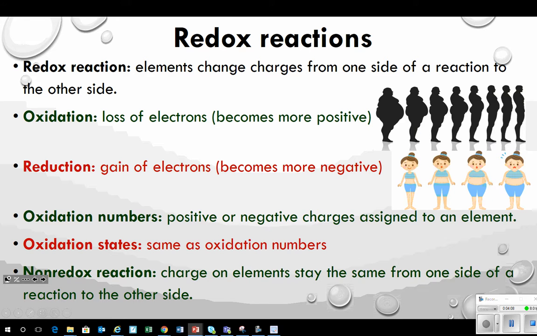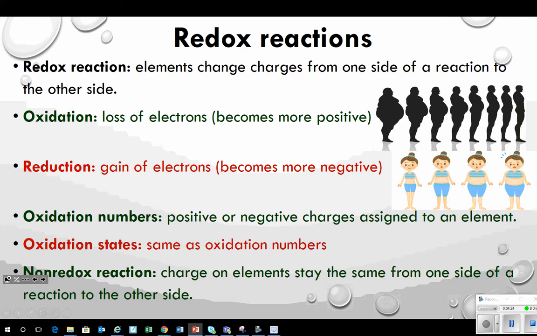Okay, we're going to go into redox reactions now. So this has all been about reactions, this first part. Redox reactions change charge from one side of a compound to another, or one side of a reaction to another.